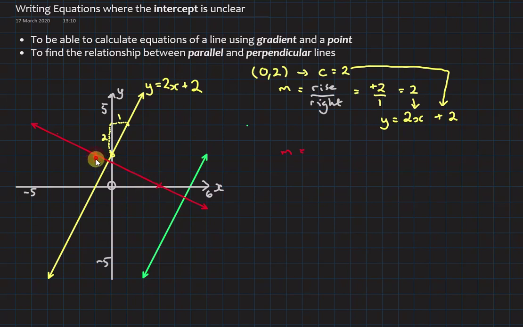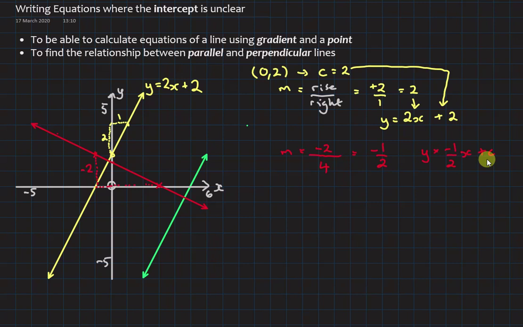So my rise is down 2, and my distance right, the run, is 4 across. So I've done the rise over run, so that simplifies to -1/2. Now this tells me the basic form of the equation, that's y equals -1/2 of x plus my c. And this c value I'm not going to be able to find nicely.